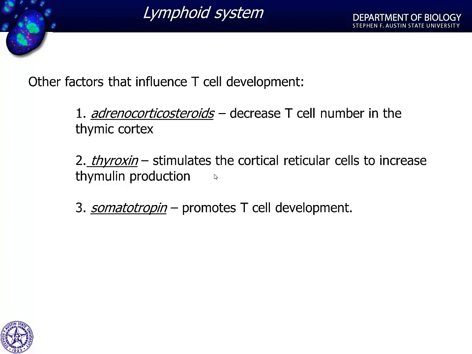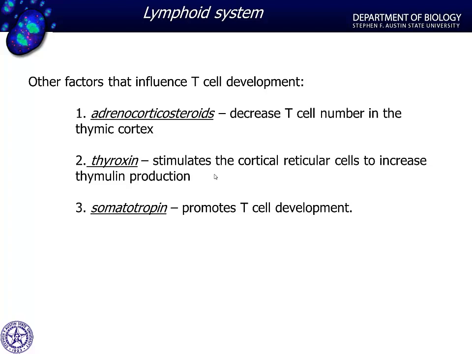Now, extrinsically, we have these other factors that are coming in, adrenocorticosteroids. Once those hit the thymic cortex, they are going to decrease that cell number. Thyroxine from our thyroid gland is going to stimulate the reticular cells to increase thymulin production and therefore ramp up T cell development. And then somatotropin is also going to promote enhanced T cell development.